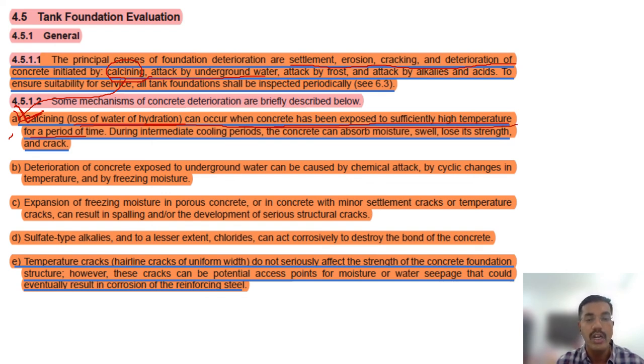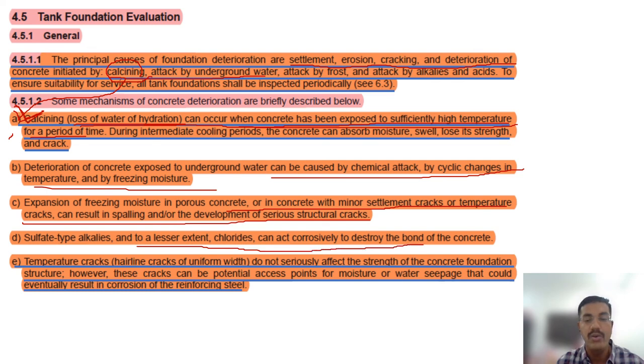Deterioration of concrete exposed to underground water can be caused by chemical attack, by cyclic change in temperature, and by freezing moisture. Expansion of freezing moisture in porous concrete, or in concrete with minor settlement cracks or temperature cracks, can result in spalling and/or the development of serious structural cracks. Sulfate-type alkalis, and to a lesser extent chlorides, can act corrosively to destroy the bond of the concrete. Temperature cracks do not seriously affect the strength of the concrete foundation structures. However, they are usually hairline cracks of uniform width. If there is a hairline crack, there is no problem as long as the crack is not big. If it is big, then it can make a problem.